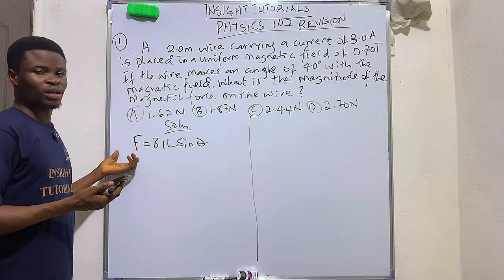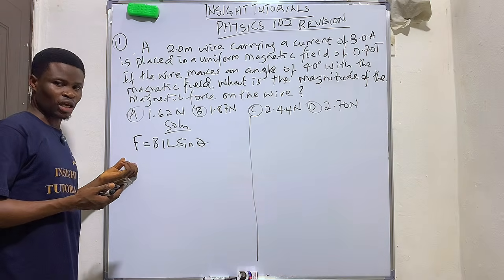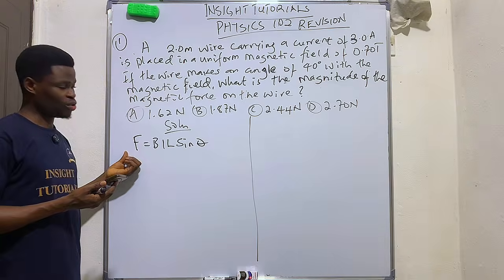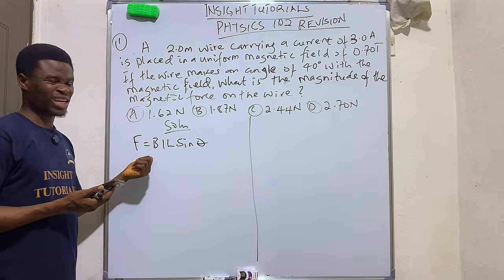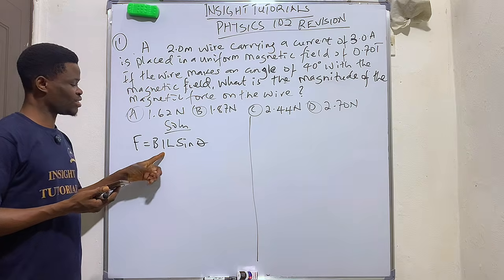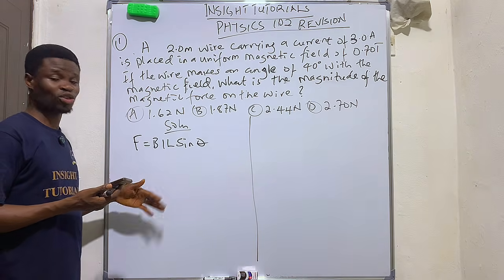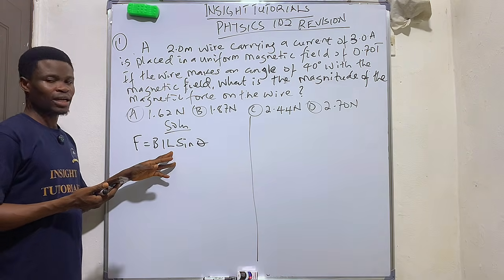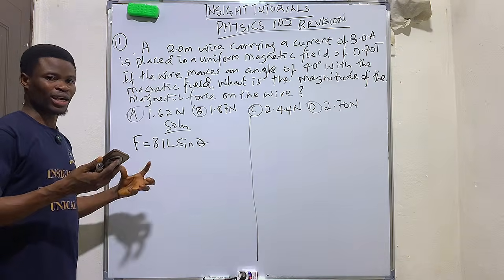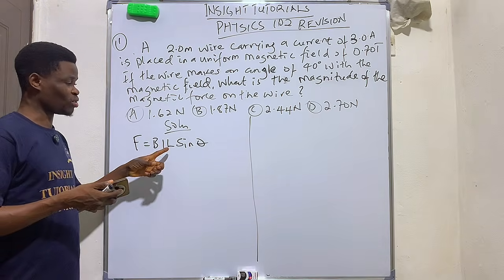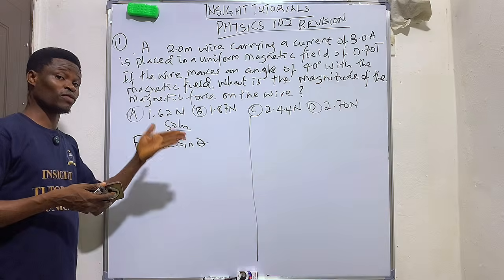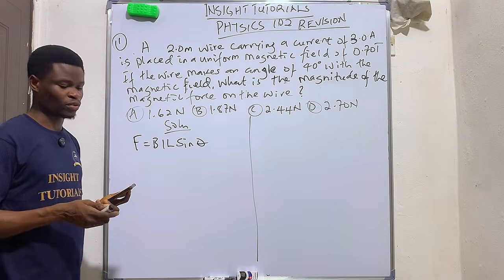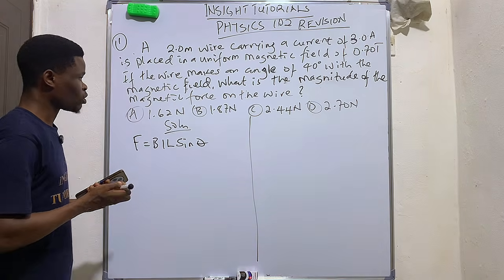Now, F is the force on this particular wire, which is measured in Newton. And B here is the magnetic field density on that wire, which is measured in Tesla. I is the current that is flowing through that particular wire, measured in ampere. And L is the length of that wire that is placed in that magnetic field, measured in meters. And sine theta here is for the angle between the direction of the current and the magnetic field. So we're going to go straight into solving this particular question.